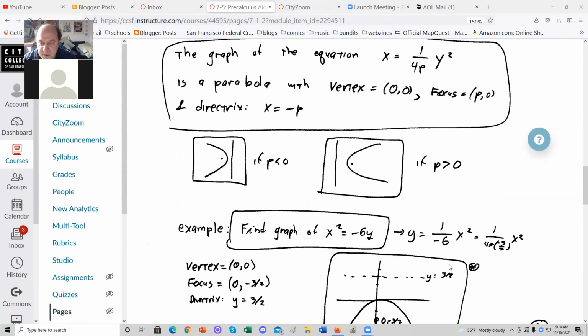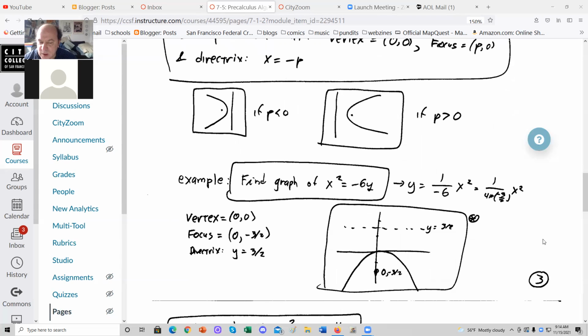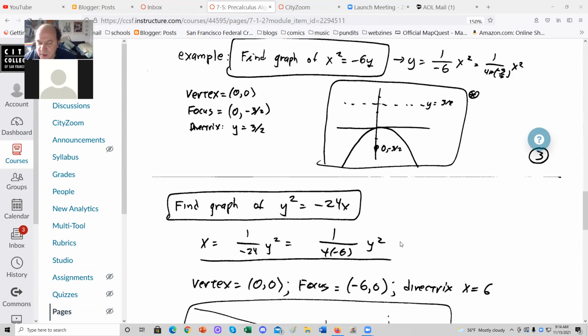So for example, x squared equals negative 6y. So we write that as y equals 1 over negative 6 x squared. That's 1 over 4 times negative 3 halves x squared. So p is negative 3 halves. The vertex is (0, 0). Because it's y equals something times x squared, it opens up or down. Because it's negative, it opens down. So focus is at (0, negative 3 halves), and the directrix is y equals positive 3 halves.